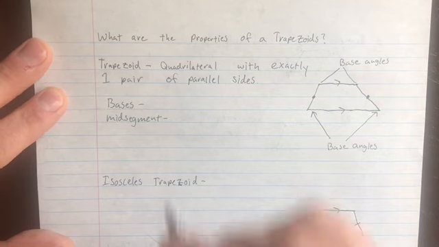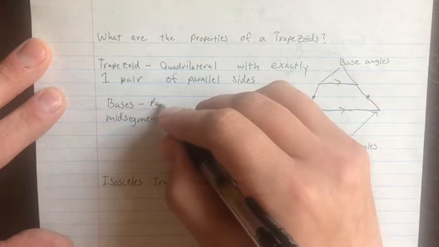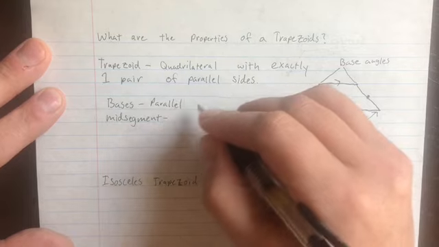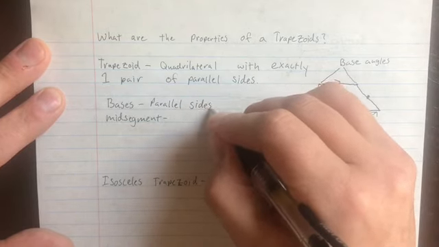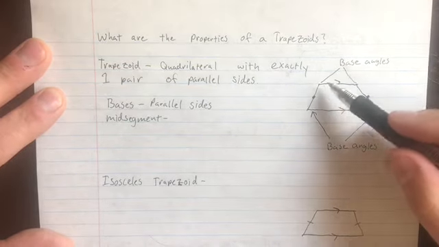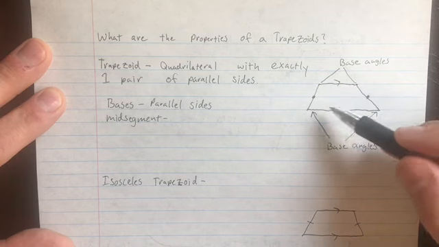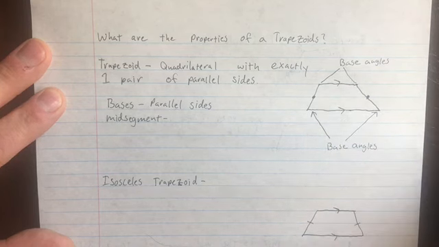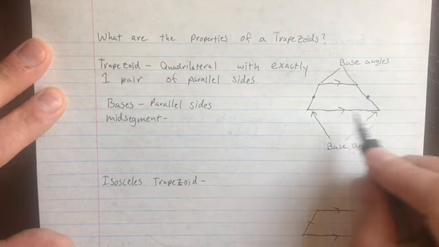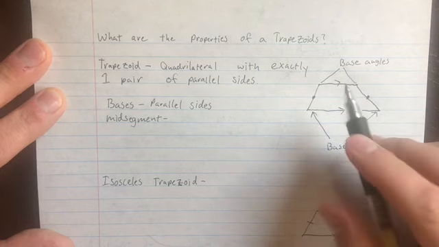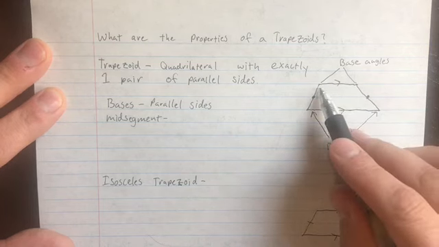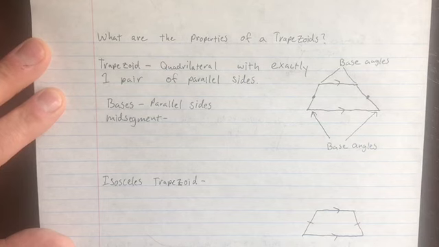The bases are the parallel sides. And the base angles, they're consecutive and they both share the same base. So these two angles are base angles and these two angles are also base angles. We're going to keep that definition as short as possible. The midsegment of a trapezoid connects the midpoints of the legs.